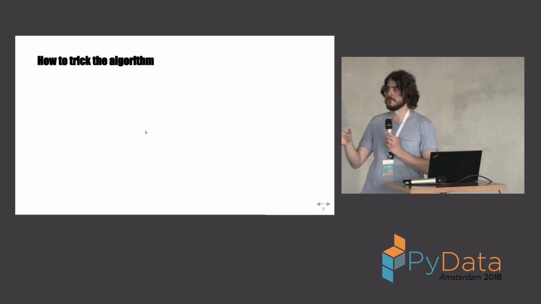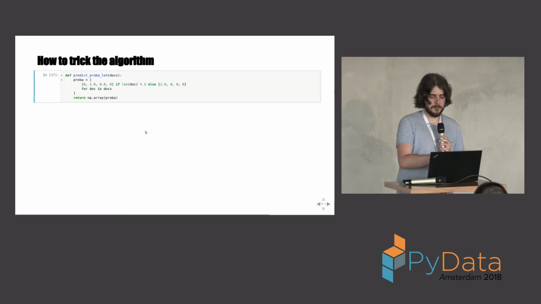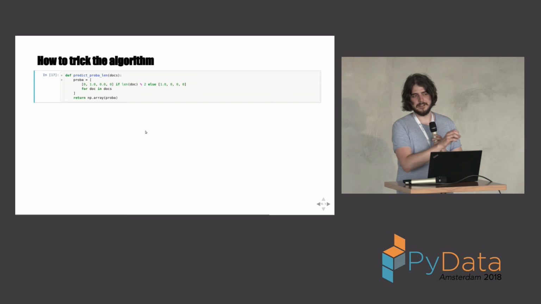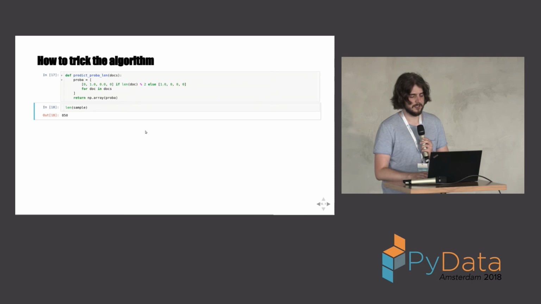We make up a simple function that predicts computer graphics when the length of the document is odd, and in the other case it predicts atheism. Always confuse it. And then we look at this, our text is odd, so it should predict computer graphics. We will see.